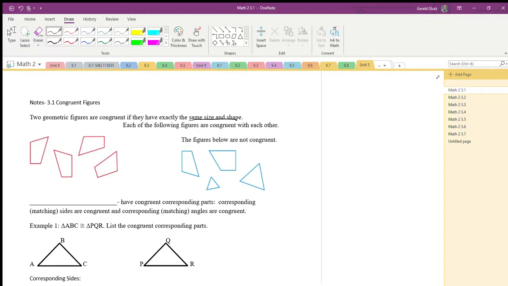same length. So over here, when it says have congruent corresponding parts, so corresponding or matching sides are congruent. When I say corresponding, I'm talking about the matching side. So this is the definition of congruent. Go ahead and write that in there.